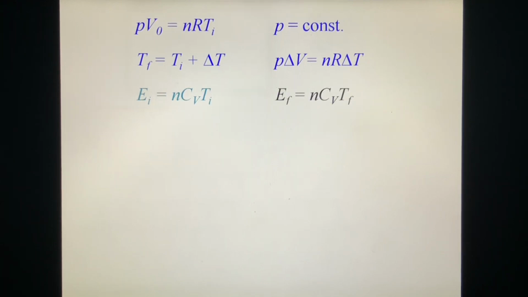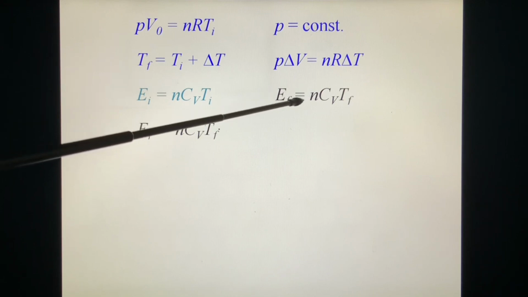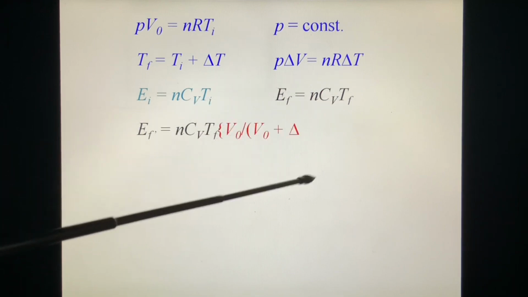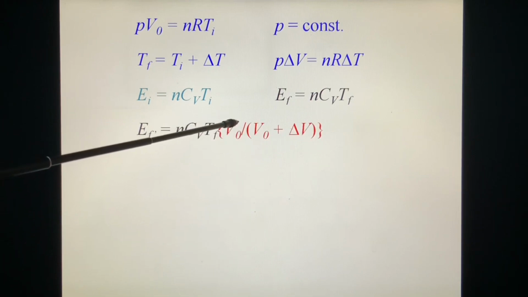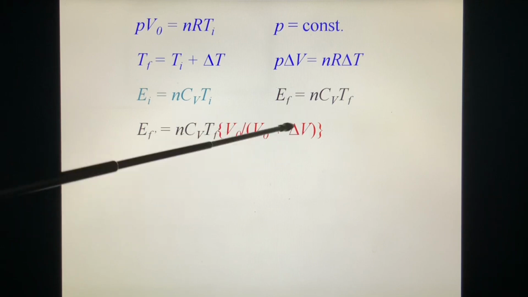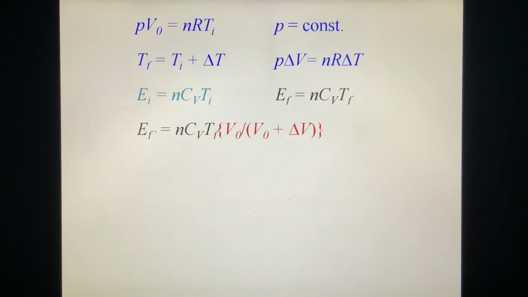Here we have to notice that when the temperature increases, the gas expands, so some of the gas gets out of the cabin. Only a limited part of it is retained in the cabin. So the internal energy of the gas in the cabin is a little different from the total: it is the total internal energy multiplied by the percentage. The percentage is V0, the cabin volume, over V0 plus delta V, which is V final.